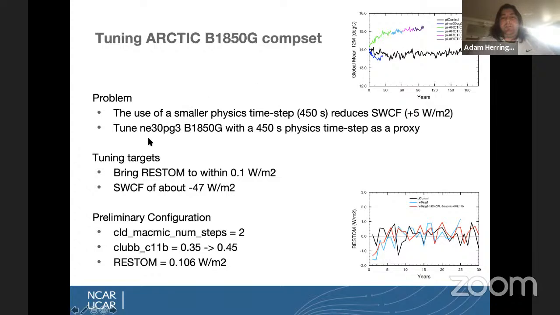And so what I'm doing is a lot of the sensitivities, because I'm using a smaller physics time step. So I'm just going to tune the 1-degree model with a small physics time step. And long story short, I was able to bring it into balance. That's given by the red line. This is the RESTOM.